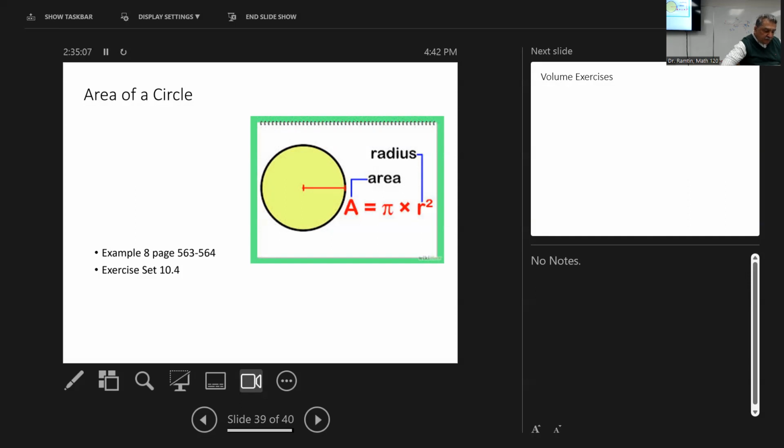Example 8 is which one of the following is the better buy? A large pizza with 16 inches diameter for $15, or a medium pizza with 8 inches diameter for $7.50. When we are talking about the pizza, we are talking about the area. Which one gives you more pizza? So pizzas are in the shape of a circle. Let's assume that. So you have 16 inches diameter for one circle. The other one is 8 inches. So you find the area of these two pizzas.